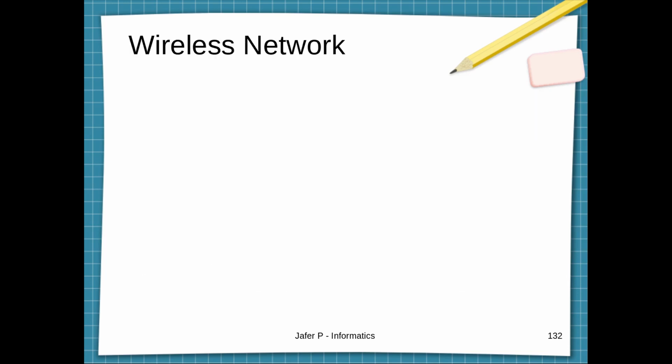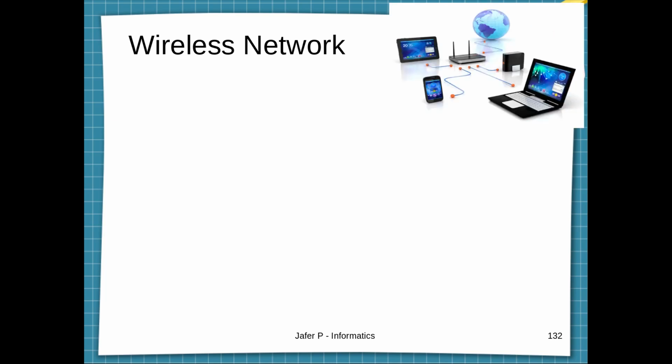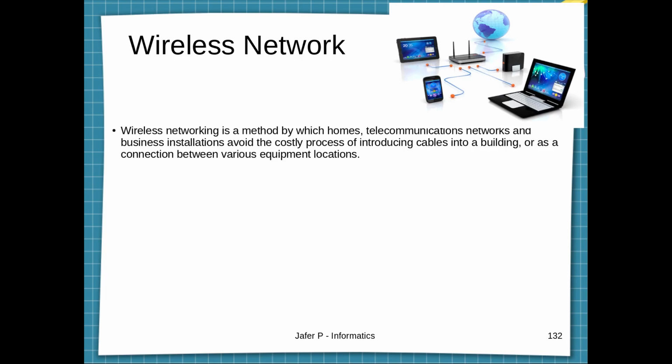Okay. Let us move on to wireless networks. So far we studied about wired networks. Now we move on to wireless networks. Wireless networking is a method by which homes, telecommunications networks and business installations avoid the costly process of introducing cables into buildings or as a connection between various equipment locations. So the advent of wireless network is because of the cost of implementing the network using cables.